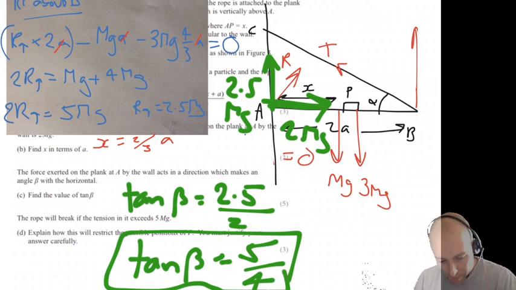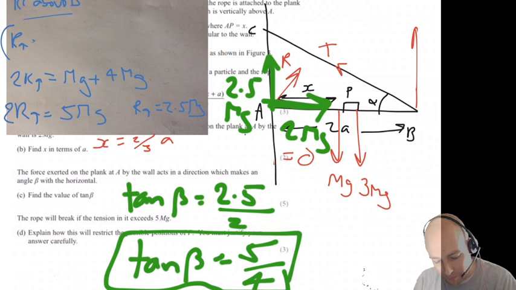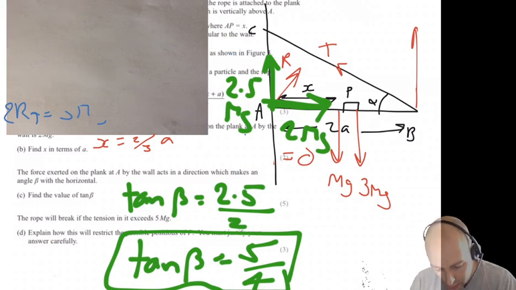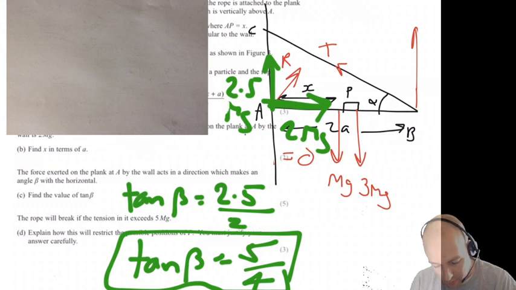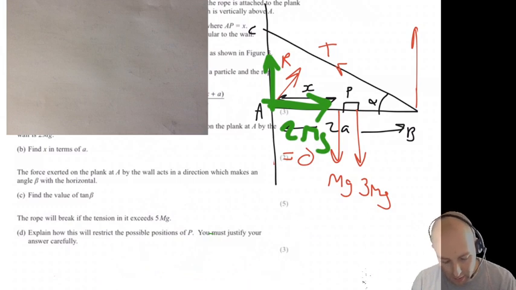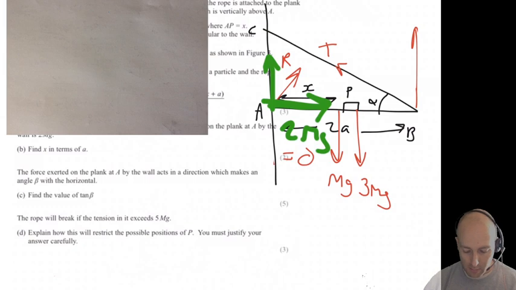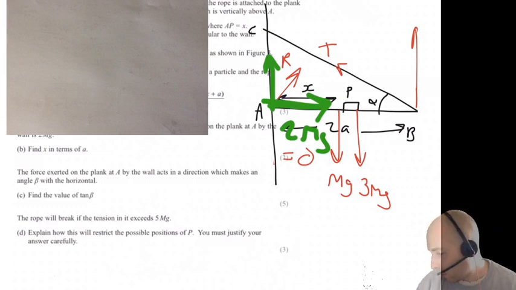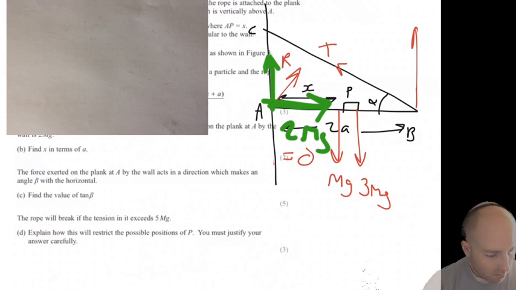Cool. And the last bit is to try and explain: it says the rope will break if the tension exceeds 5mg. How will that restrict where we put P? Actually, we're not even going to resolve about R. We're just going to look at our tension equation that we came up with earlier.